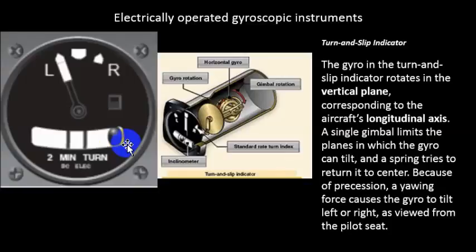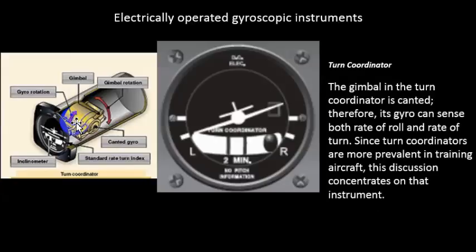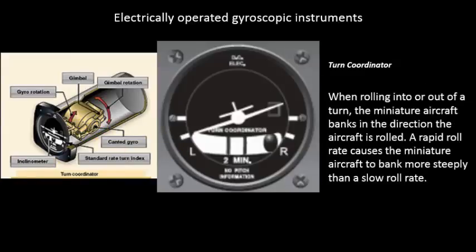I actually have a pretty cool video to show you guys later. But the difference between the turn and slip indicator and the turn coordinator is that this gyro is actually canted or tilted. And in the turn coordinator we can sense rate of roll, rate of turn. But turn coordinators are more prevalent in training aircraft. And we're going to go into depth with that a little bit later. But that's basically at the private pilot level, that's the difference that we want to talk about.